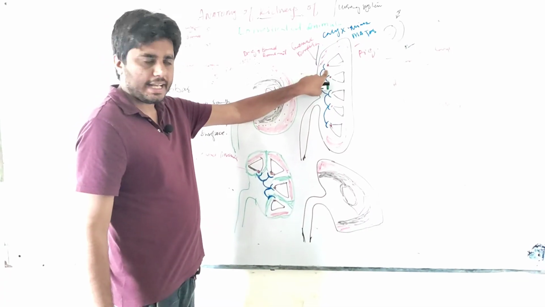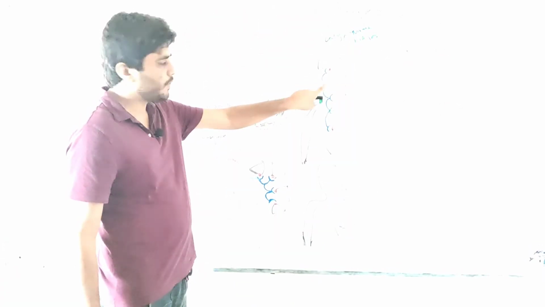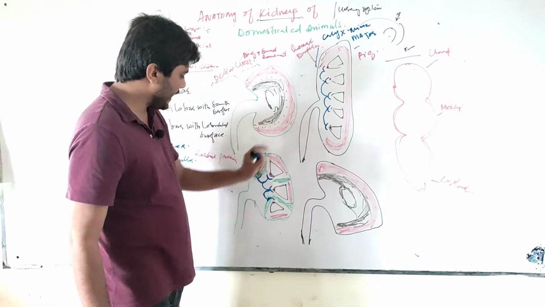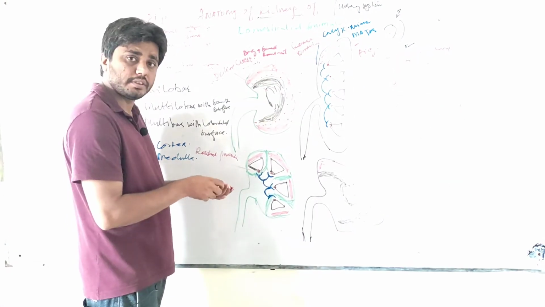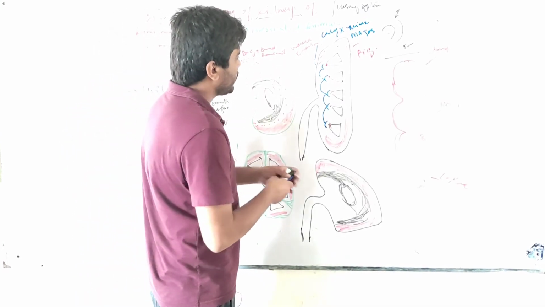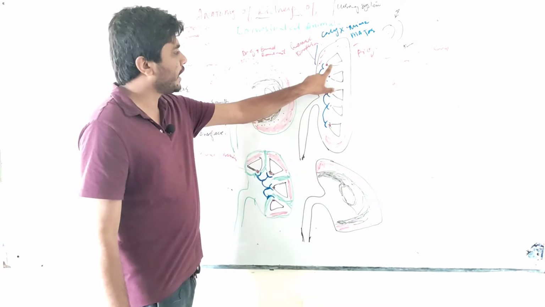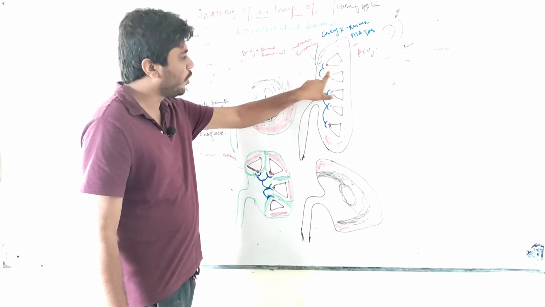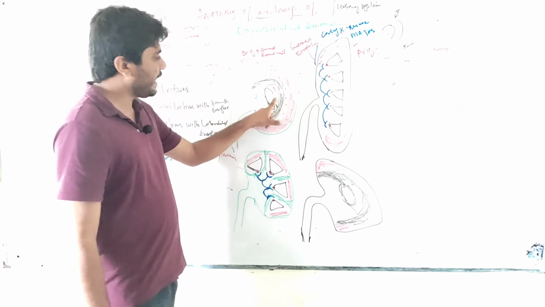These minor calyces are further divided into major calyces. So from this papilla, urine is introduced into the minor calyx, then goes to the major calyx.